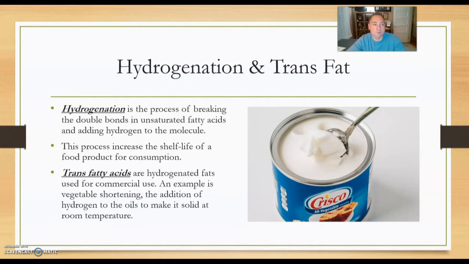All right, again, I've always subscribed: limit man-made products, and hydrogenation is a man-made product such as shortening. Stick to butter or natural oils.